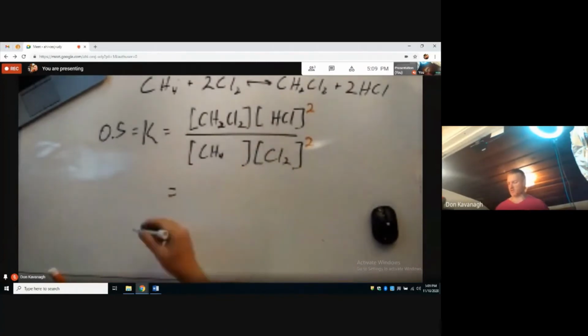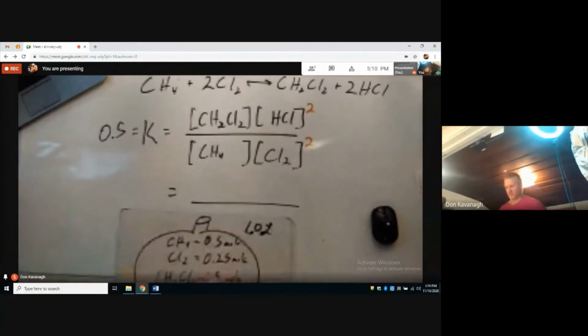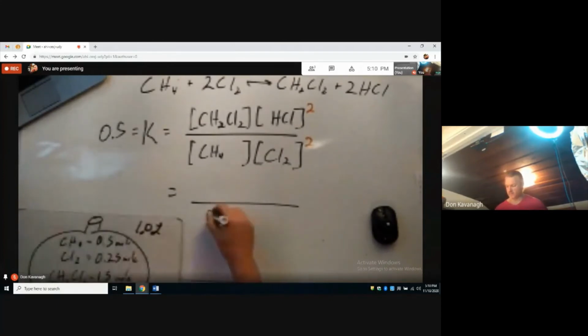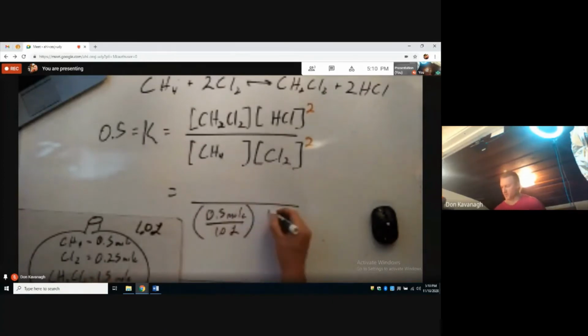Remember that square brackets is hieroglyphics for molarity. So kind of filling in what we know here. CH4, we have 0.5 moles inside of a 1 liter container. For Cl2, we have 0.25 moles inside of a 1 liter container. Don't forget that that is going to be squared.